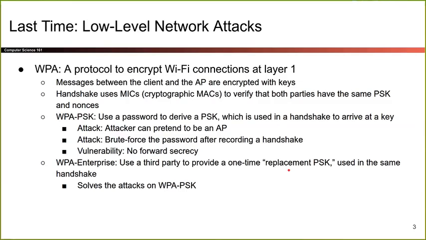So the client will give a username and a password to the third party server. The third party server will verify the username and password. And if they're correct, it will give a replacement PSK to the client and also to the access point. And now the client and access point use a different PSK every single connection. And we saw how if you use a different PSK per connection, that solves all these problems from before.